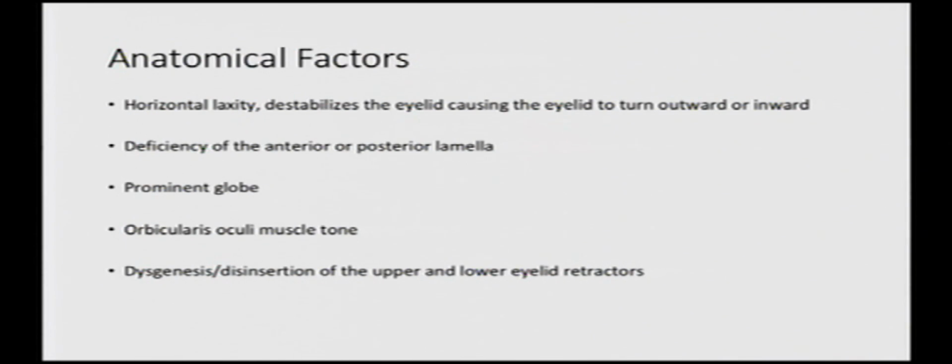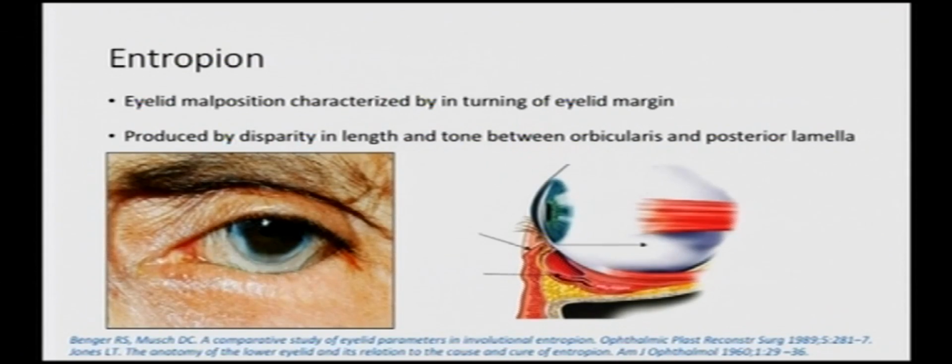There are various anatomical factors which are responsible for the malposition of the eyelid, like horizontal laxity, deficiency of anterior or posterior lamella of the eyelid, prominence of the globe, any globe and eyelid disparity, abnormality in the tone of the orbicularis oculi muscle, or any abnormality in the retractors.